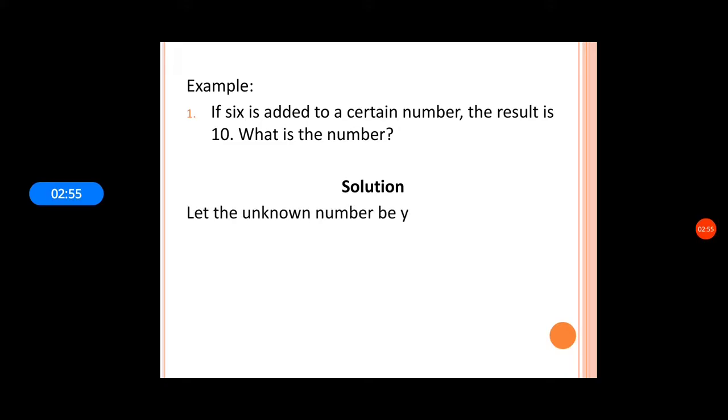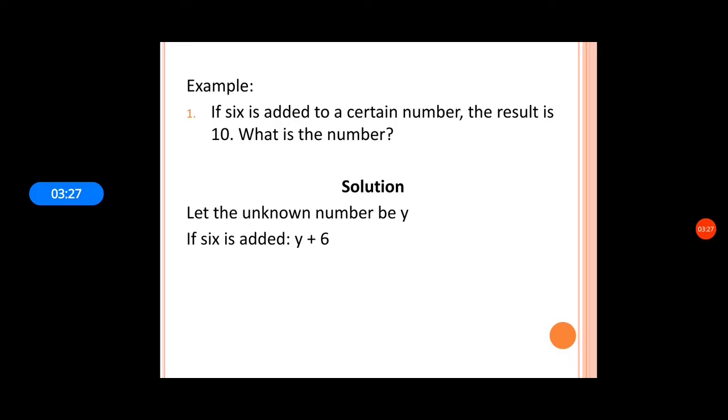Solution. Let the unknown number be y. Remember I said represent the unknown with the letter of the alphabet. It's not compulsory you use y. You can use any letter of the alphabet. So the next thing is, if 6 is added to a certain number, we have said let y be the number, and now 6 is added to that unknown number. That is an expression.